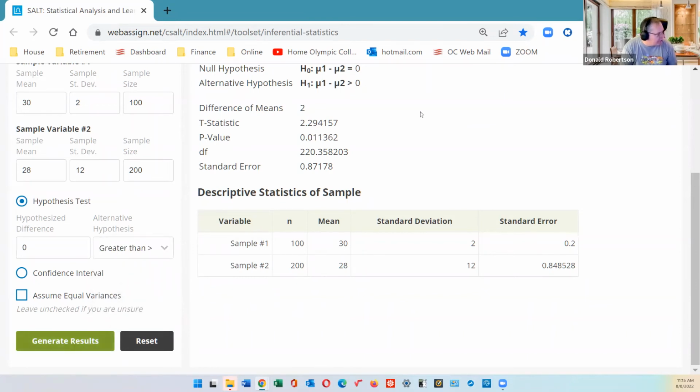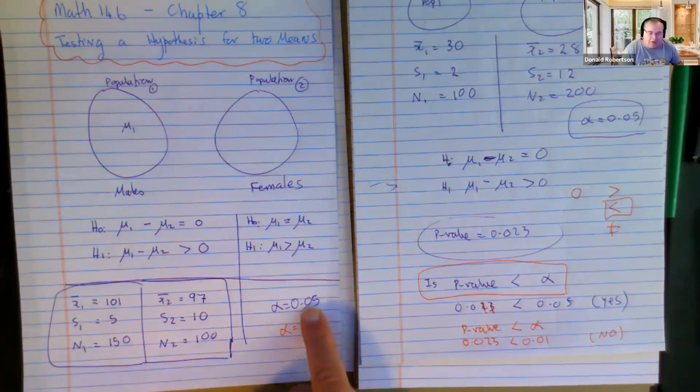So I'll generate my result. Well, my result changed a little bit because of that. I picked the wrong menu. Wasn't I trying to prove it was greater than? So my p-value is still tiny. Now, a significance level of 0.05 worked. I managed to prove that Scottish ducks are heavier than English ducks when I used that.